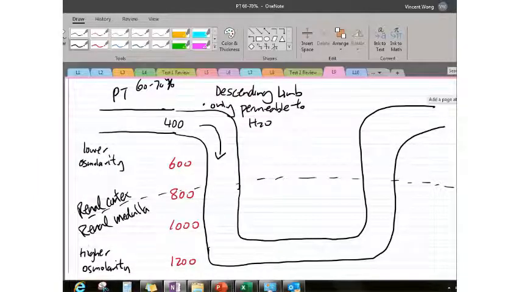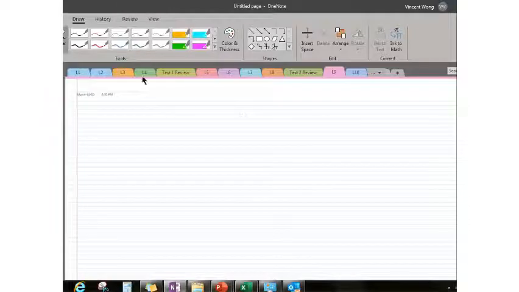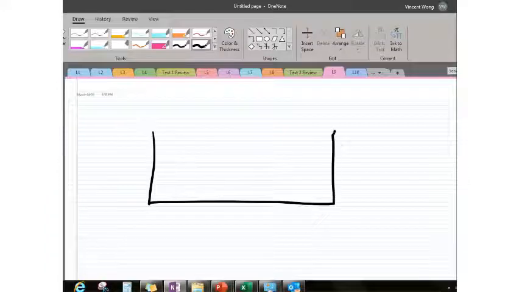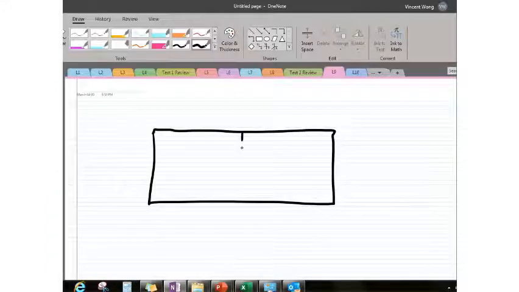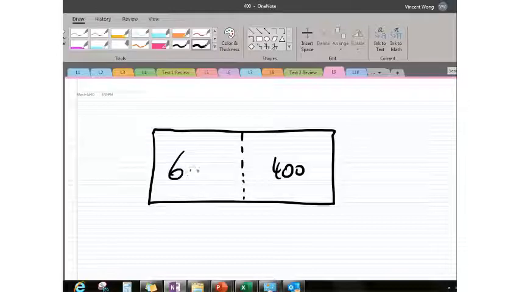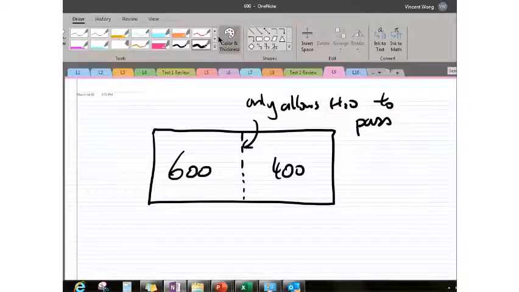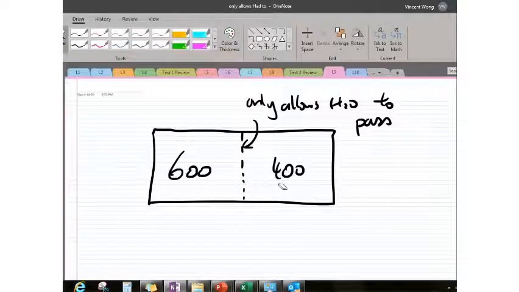Let's skip to a new page for a moment and explain this a little bit more first. Let's say I have two chambers. We talked about this before in the course, but just to refresh your memory: let's say I have 400 unit osmolarity here compared to 600 unit osmolarity here, and this membrane only allows H2O to pass. My question to you in class was, which way will water go? Will it go from the lower osmolarity to higher osmolarity, or the other way around?